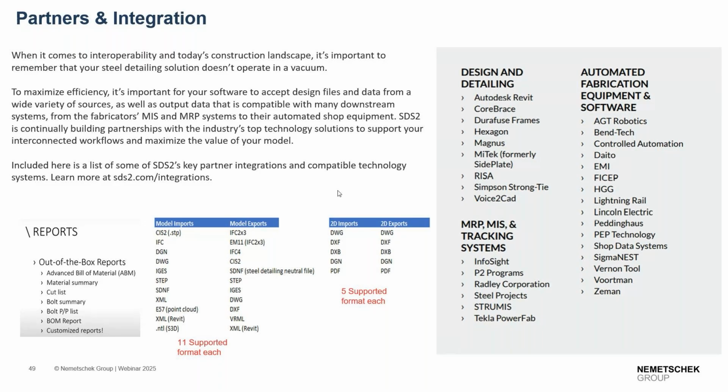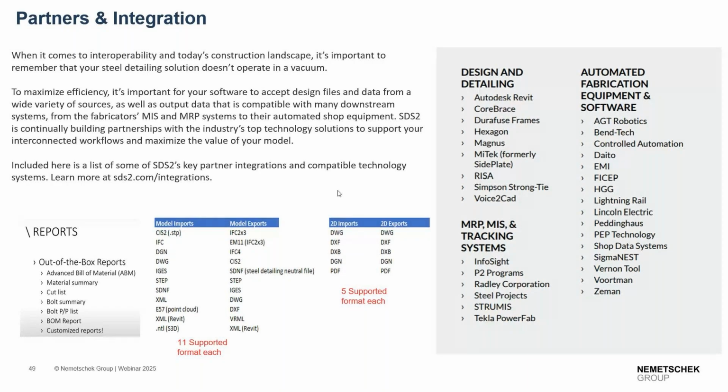generally required in a fabrication process. That is the ABM report, material takeoff reports, your cut list, your shop bolt and field bolt list summaries, your bill of material reports, and you can also customize any report. So if you need any specific report in a specific manner, you can just define your parameters, what you want to include in that report, and SDS will give you that report.